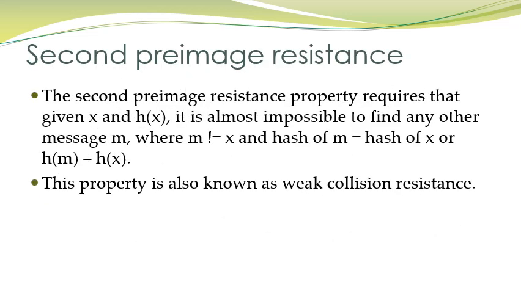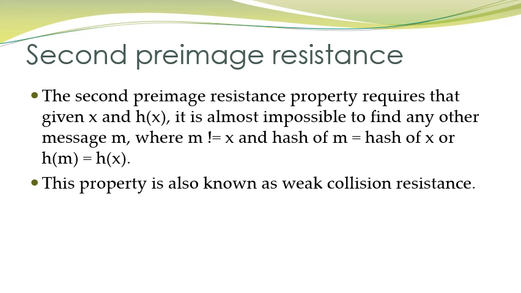Then the next property of hash function is second pre-image resistance. So we will try to understand this second pre-image resistance property. The second pre-image resistance property requires that given x and hash function h, it is almost impossible to find any other message m where m is not equal to x and hash of m equals hash of x. This property is also known as weak collision resistance.